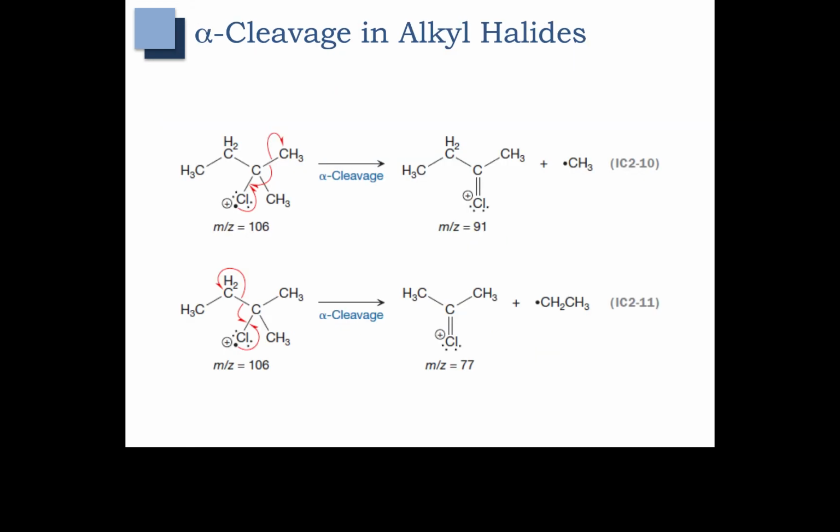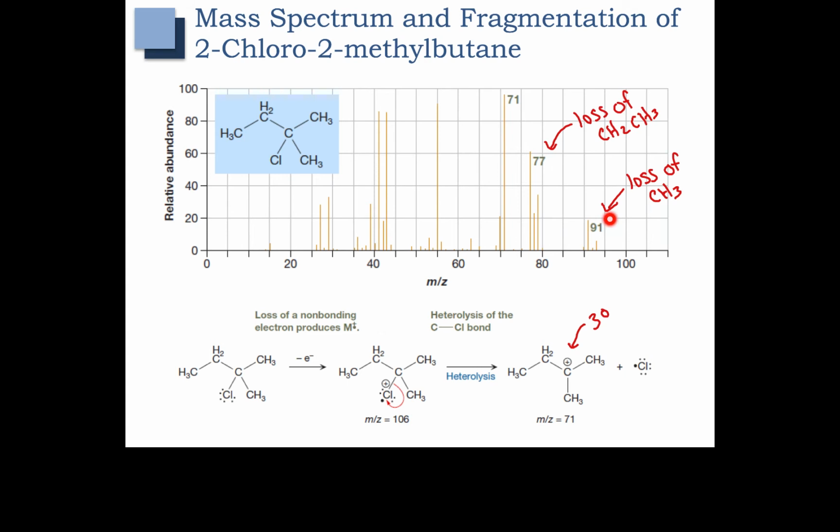This slide shows how the alpha cleavage in alkyl halides works. The molecular ion can undergo cleavage to kick off a methyl radical, or it can undergo alpha cleavage to kick off an ethyl radical. And you can see that both of these are significant because we have that 91 peak and that 77 peak in our spectrum. Here again is the 91 peak, and here's that 77 peak. So those are both products of alpha cleavage.